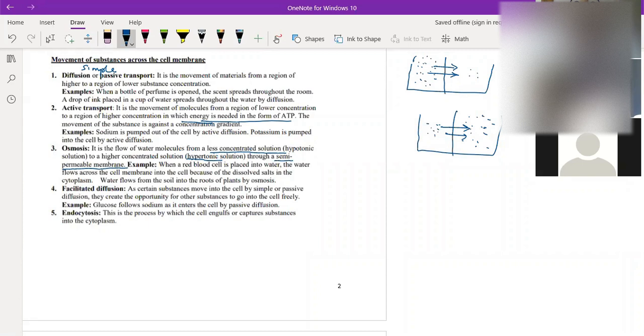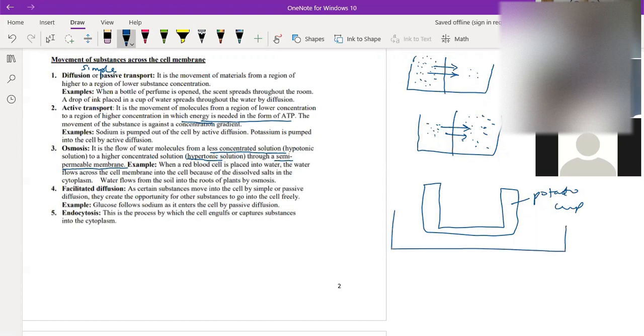Okay. So this is a very simple experiment that can be done in the house. If you take, let's say, potatoes, and then you make it into a cup, like scoop the inside and turn it into a cup. So I'll call it a potato cup. And then you have a dish or a plate of water. So put water in a bowl or in a plate. And then in the potato cup, put in a salt solution.